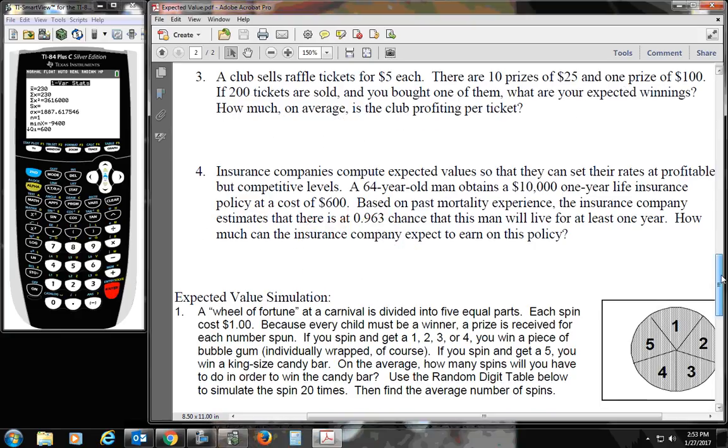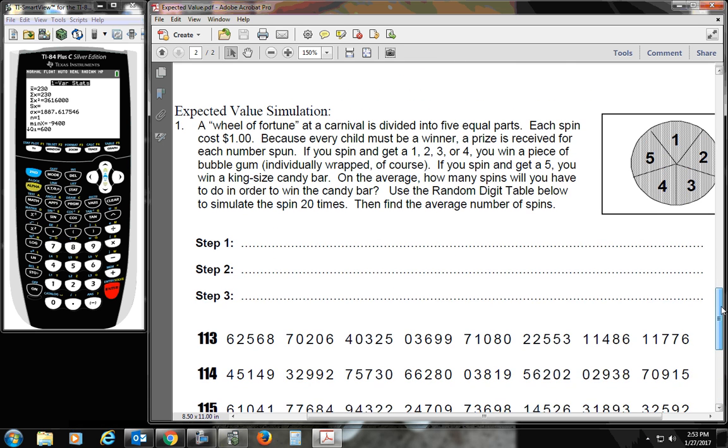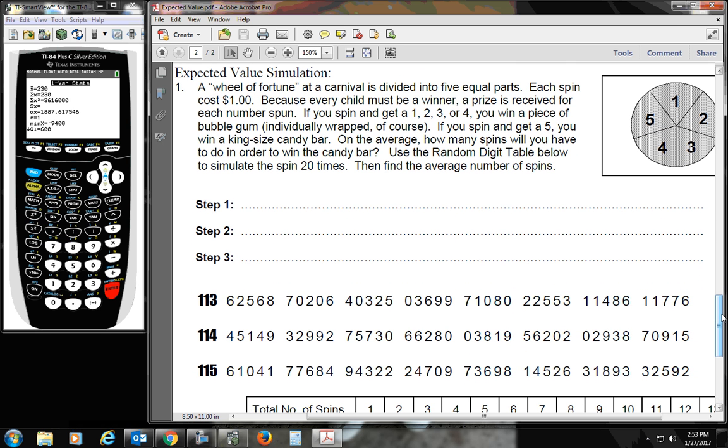Okay, I believe this will be the last one. Let's go. A Wheel of Fortune at a carnival is divided into 5 equal parts. Each spin costs $1. Because every child must be a winner, a prize is received for each number spun. If you spin and get a 1, 2, 3, or 4, you win a piece of bubble gum. It's individually wrapped, of course. If you spin and get a 5, you win a king-size candy bar.